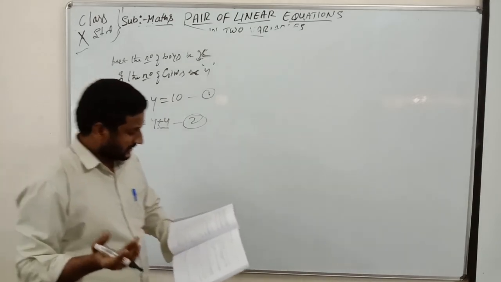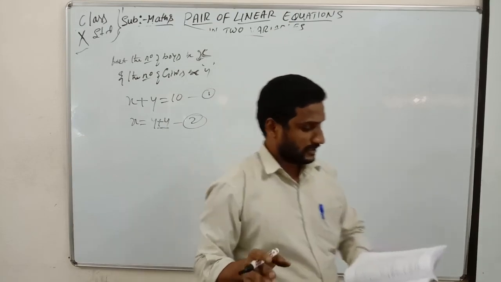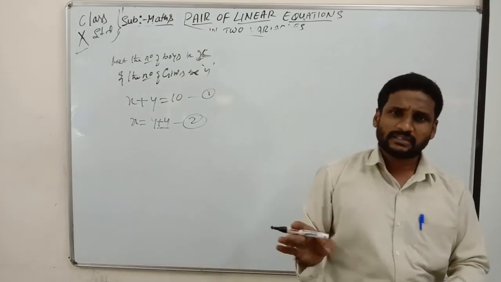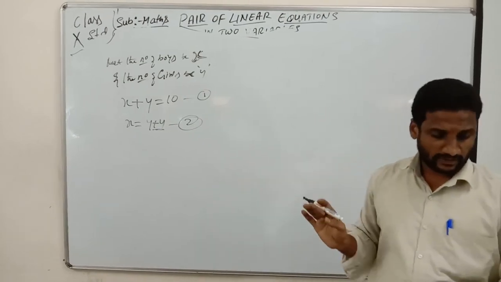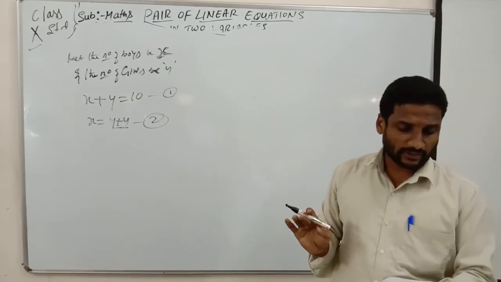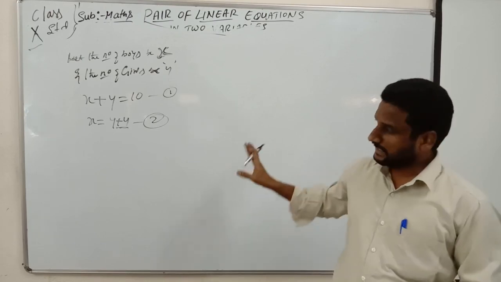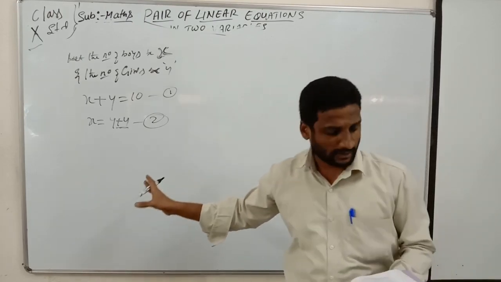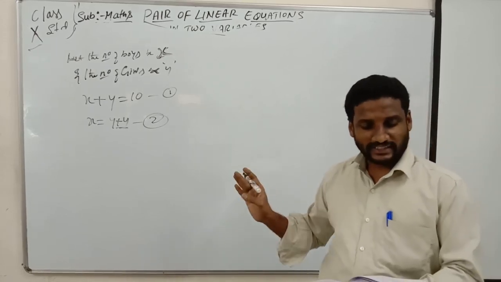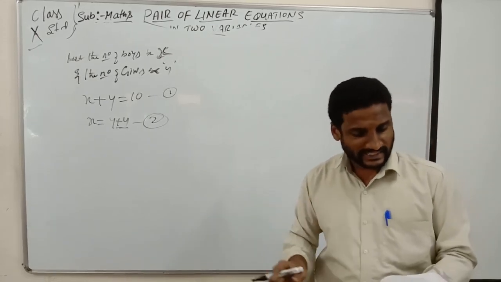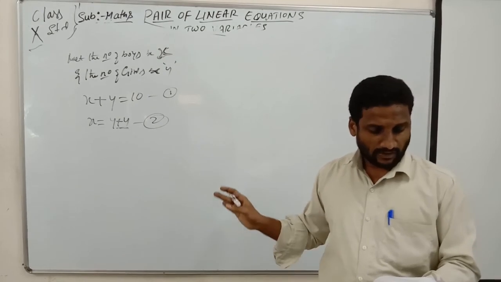Next, in the second problem, 5 pencils and 7 pens together cost, similar to the bat and ball problem. The previous problem was explained, no? You can do that. I compare the ratios a1 by a2, b1 by b2, c1 by c2. I explained the previous problem in detail: when they are parallel, when they are intersecting, when they are coincident.